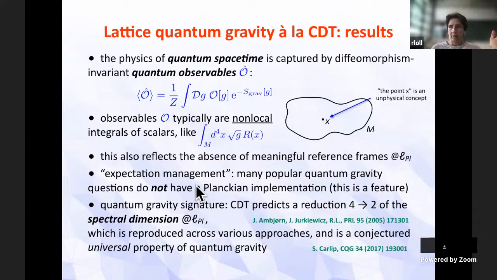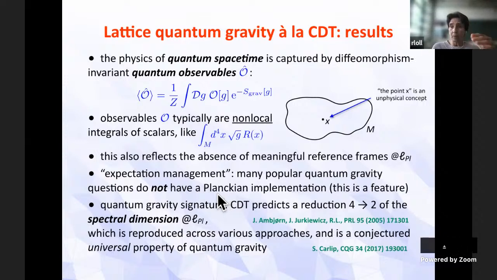Now, you can, of course, say, okay, but then I cannot answer all the questions that I want to answer, such as the entropy of a black hole, or resolving the quantum information paradox, because I'm not even giving you coordinates, let alone allowing you to ask very local questions, but only very global ones. Well, that's, again, a feature. And you could say, well, then I don't like your framework. Well, but that's part of what this is. The theory is at very high energies. So that's what I call expectation management.